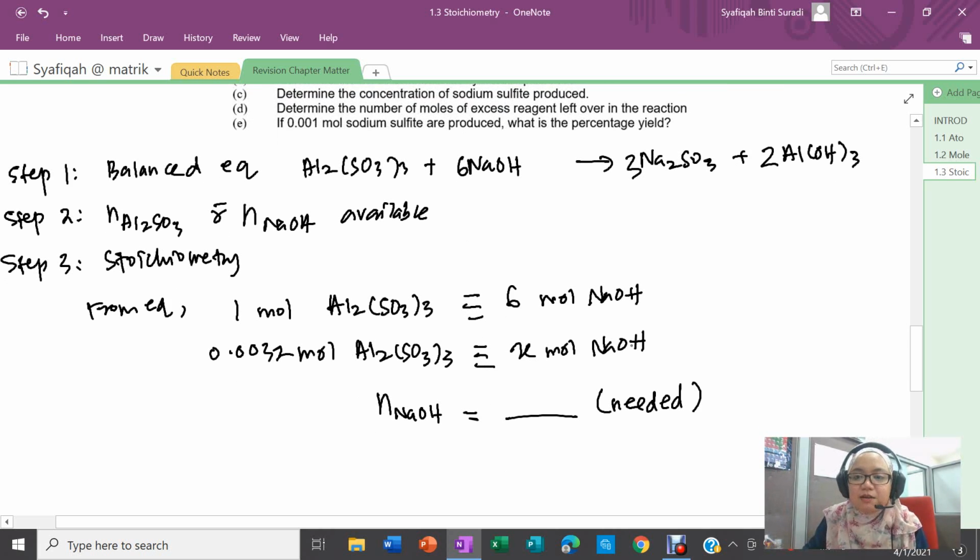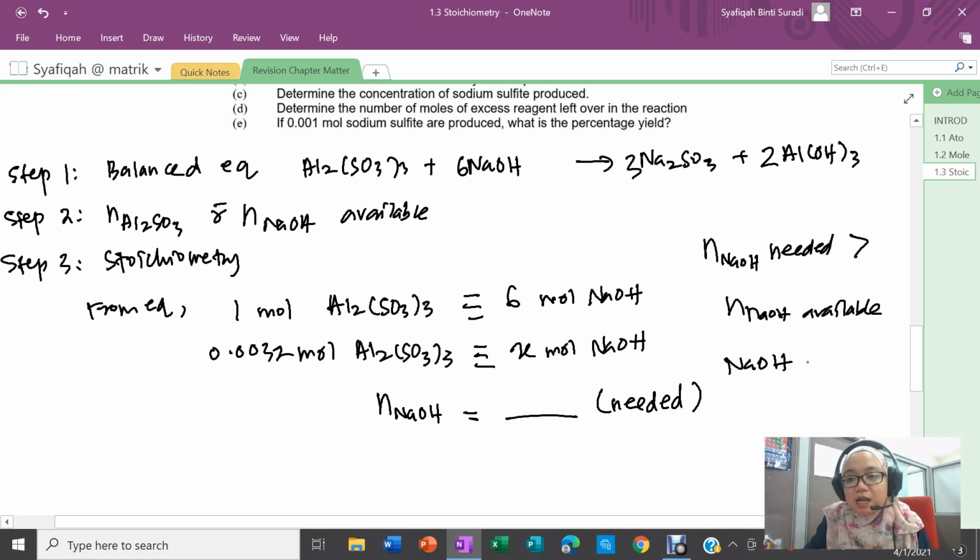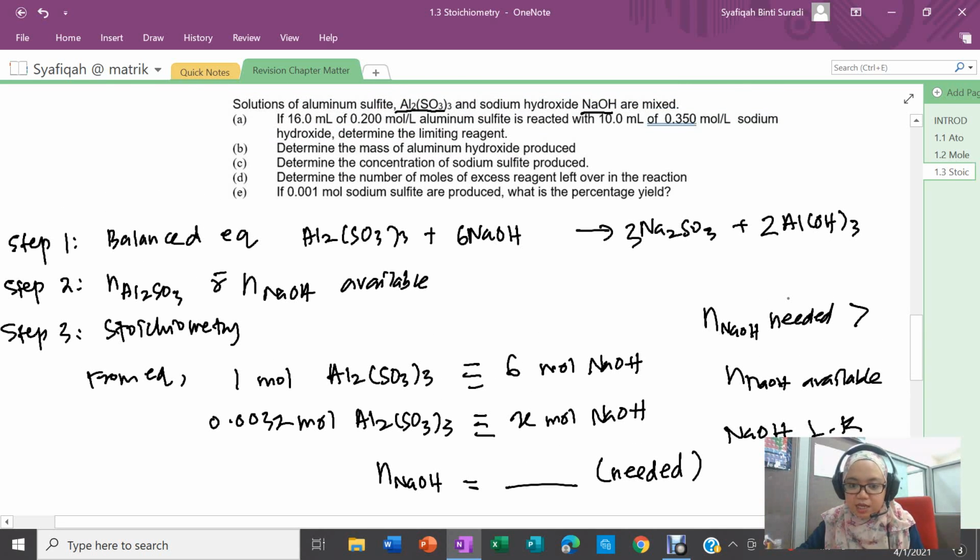Katakanlah mole NaOH needed is more than mole NaOH available. So maksudnya NaOH adalah limiting reactant. Kalau mole of NaOH needed less than available, maksudnya Al2S3 lah yang limiting reactant. Macam tu je. Okay, so bila dah dapat ni, dah boleh determine limiting reactant. Okay. So, it's very simple step, okay?